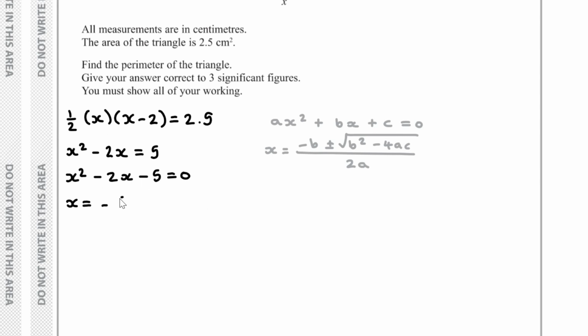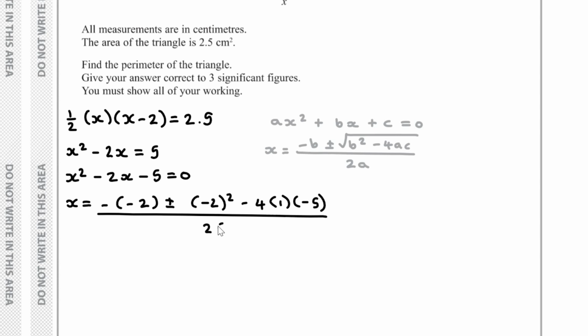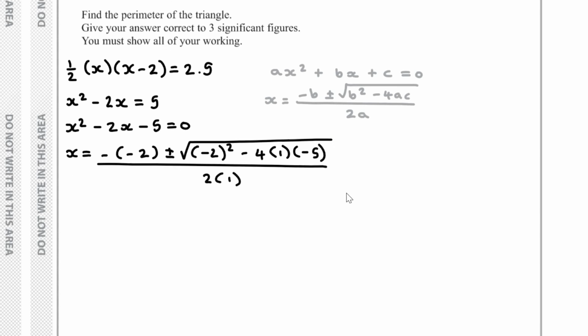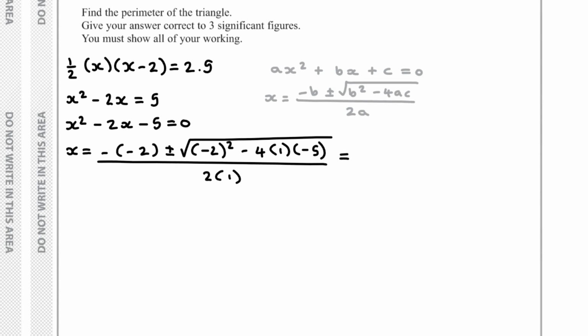x is equal to minus 2 plus or minus the square root of minus 2 squared minus 4 lots of 1 lots of minus 5, divided by 2 lots of 1, and of course this is square rooted. Okay, so what we can now do is work out what x is.